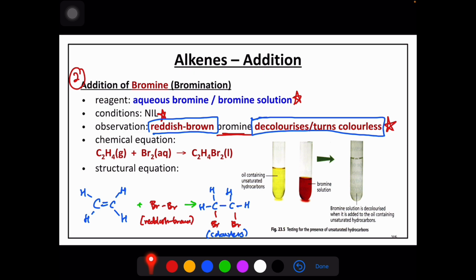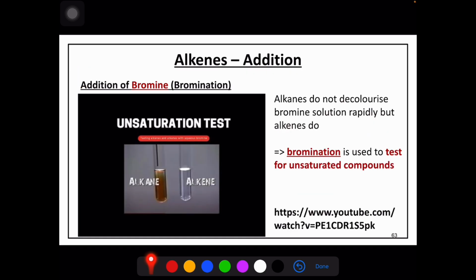In the next slide, you're going to watch a video. It will show you alkene and alkane, and they both look colorless and give off a similar smell, so there's no way that you can tell them apart. But once we add in the reddish brown bromine, and you see the reddish brown bromine reacting and decolorizing, or turning colorless, that's where you can realize that, hey, that test tube contains alkene. So let's take a look at the video.